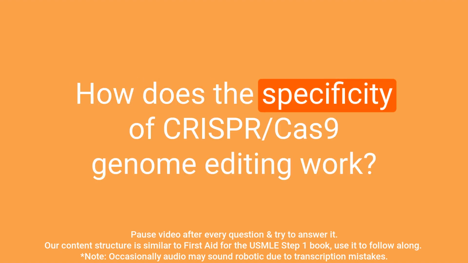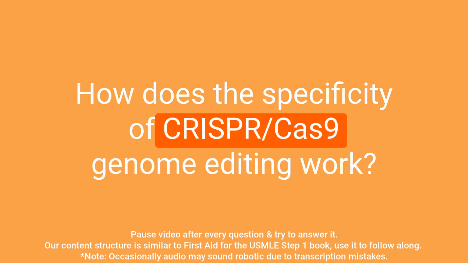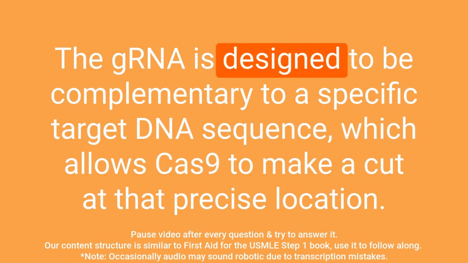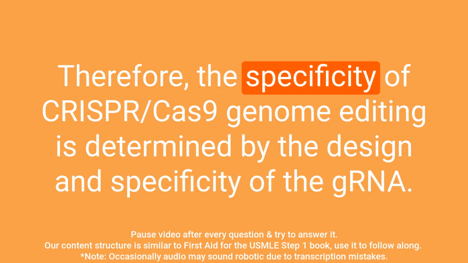Question: How does the specificity of CRISPR divided by Cas9 genome editing work? Answer: The specificity of CRISPR divided by Cas9 genome editing is determined by the guide RNA, which binds to a specific location in the genome. The gRNA is designed to be complementary to a specific target DNA sequence, which allows Cas9 to make a cut at that precise location. Therefore, the specificity of CRISPR divided by Cas9 genome editing is determined by the design and specificity of the gRNA.